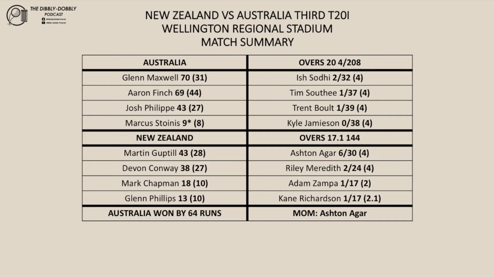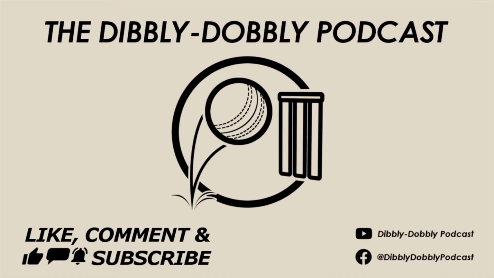Martin Gupta was the top scorer with 43 off 28 balls, and Agar took 6 for 30 from his 4 overs for Australia. Australia won by 64 runs, and Agar was named man of the match for his 6 wickets. What were some of the key factors in deciding this match between New Zealand and Australia?